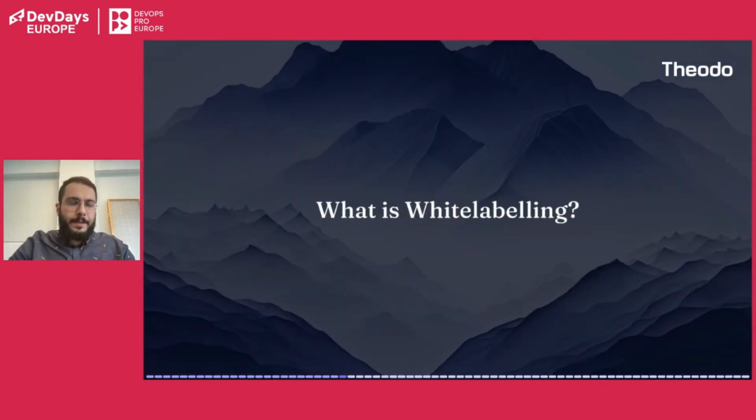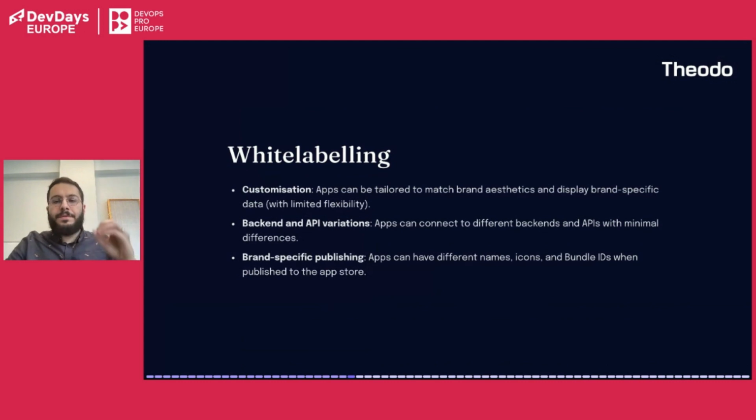What is white labeling? White labeling is this approach of abstracting away the skeleton of your application and from that producing multiple apps that are tailored and designed and customized to match the specific look of that brand or product that you're targeting. They can display data that's relevant to that brand, so they're not necessarily all displaying the same data either. There's some restriction on flexibility, but we'll get into that in a bit. And they could point to totally different backends and totally different APIs. They also can be published with different names, icons, and hence bundle IDs to the app stores.